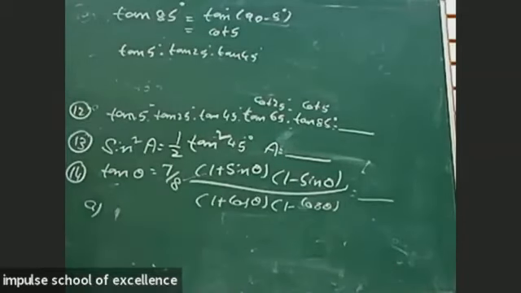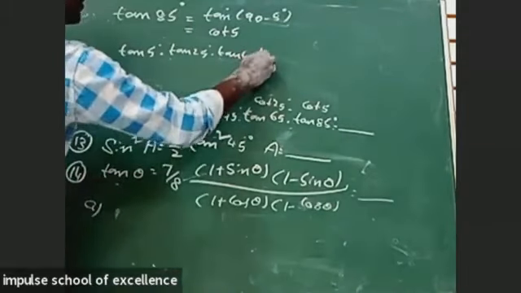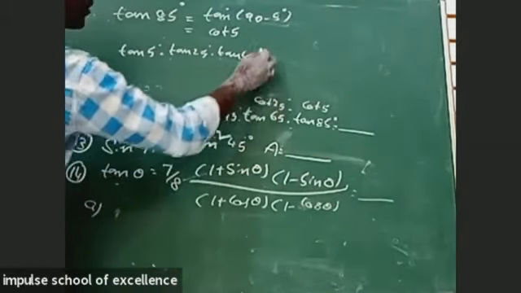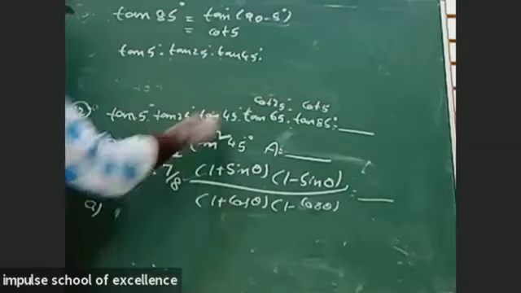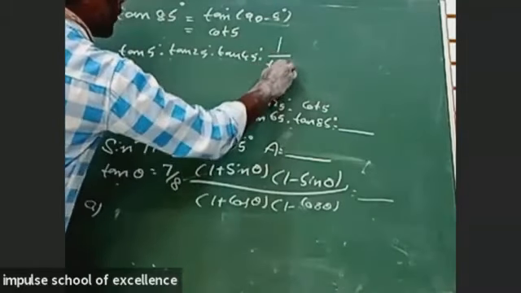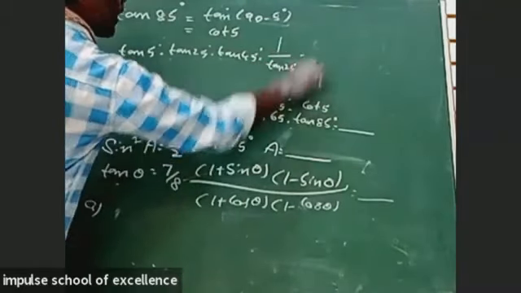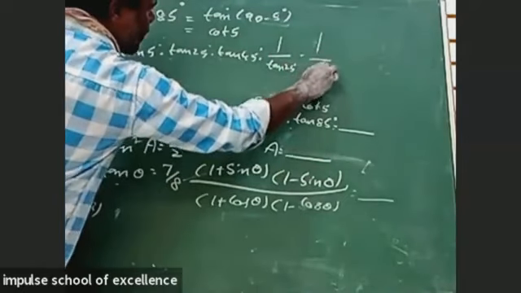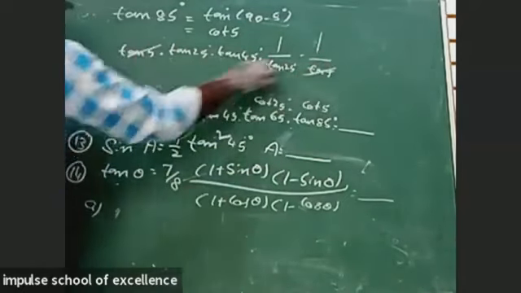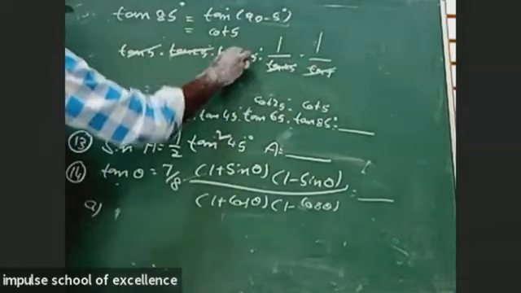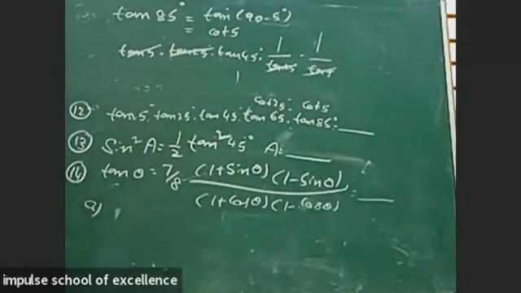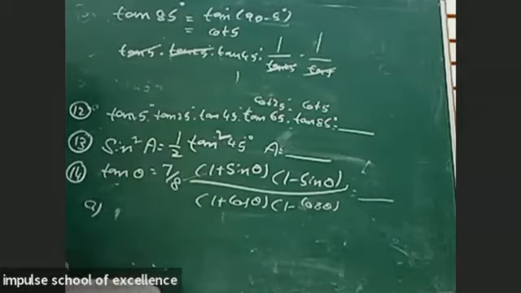So tan 65 we can write as cot 25. Cot 25 is 1 by tan 25, right? And cot 5 is 1 by tan 5. So tan 5 and cot 5 will get cancelled, tan 25 and cot 25 will get cancelled, and tan 45 is equal to what? Did you understand, ma'am? Yes, sir.